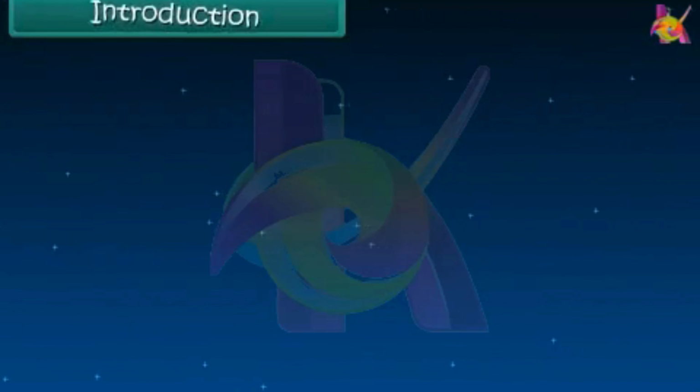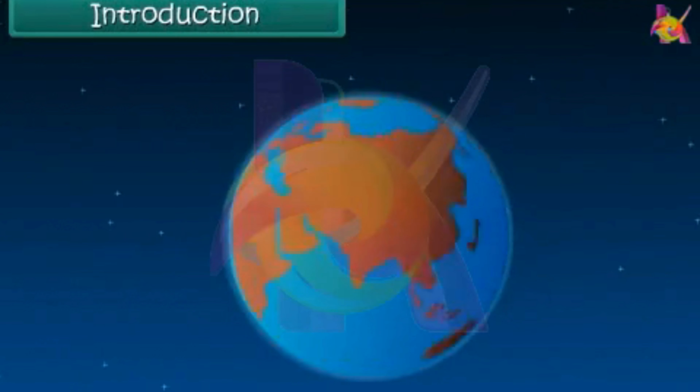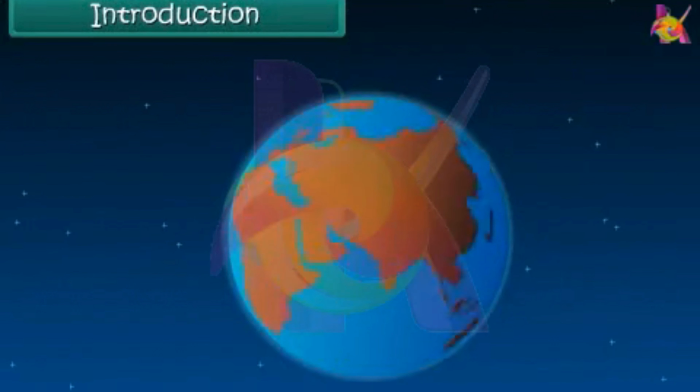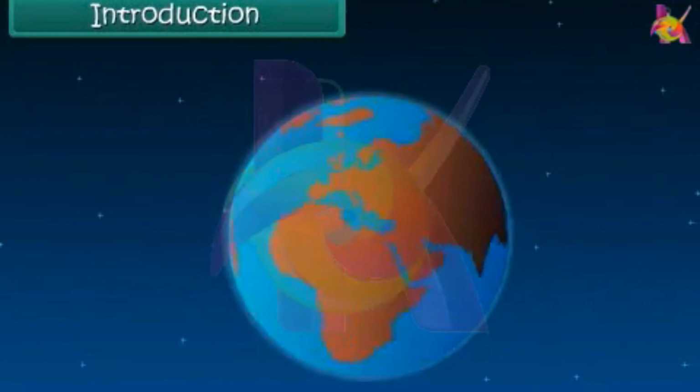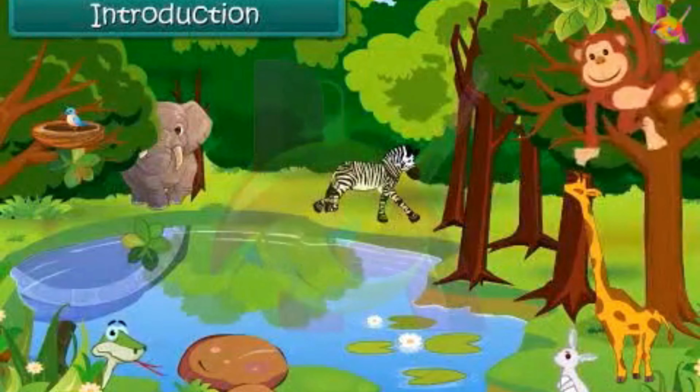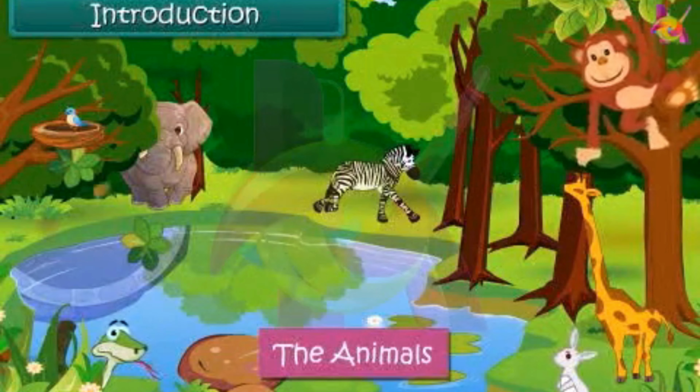Introduction. Hello friends, look at this. This is a beautiful blue planet. This is where we live. Yes, this is Earth. As we know, different types of animals and plants are found here.